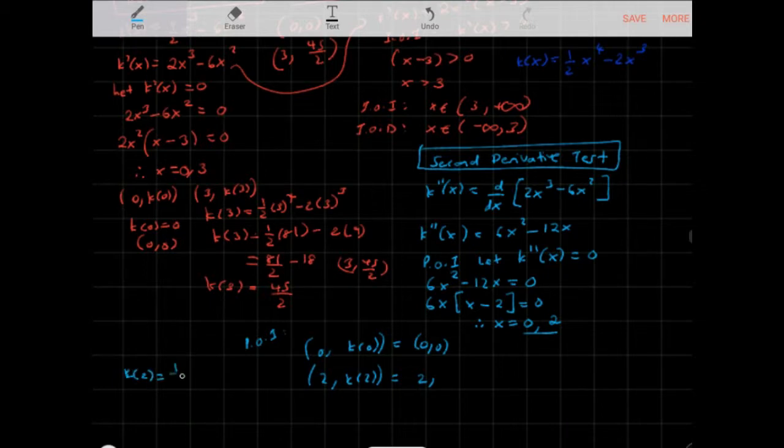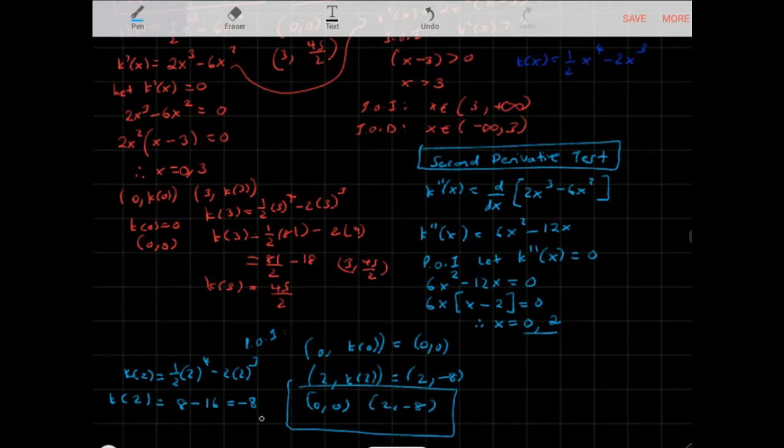K of 2 in this case is 1/2 times 2 to the power 4 minus 2 times 2 cubed. 2 to the power 4 is 16, 16 over 2 is 8, 8 minus 8 times 2, which is 16, which is negative 8. So k of 2 here is negative 8. These are our 2 points of inflection: 0 and 0, and 2 and negative 8.